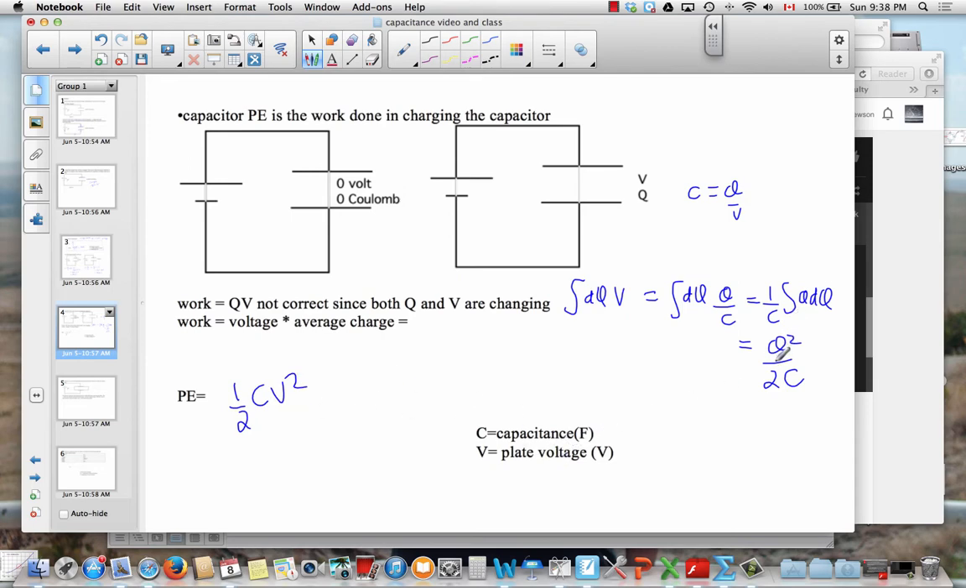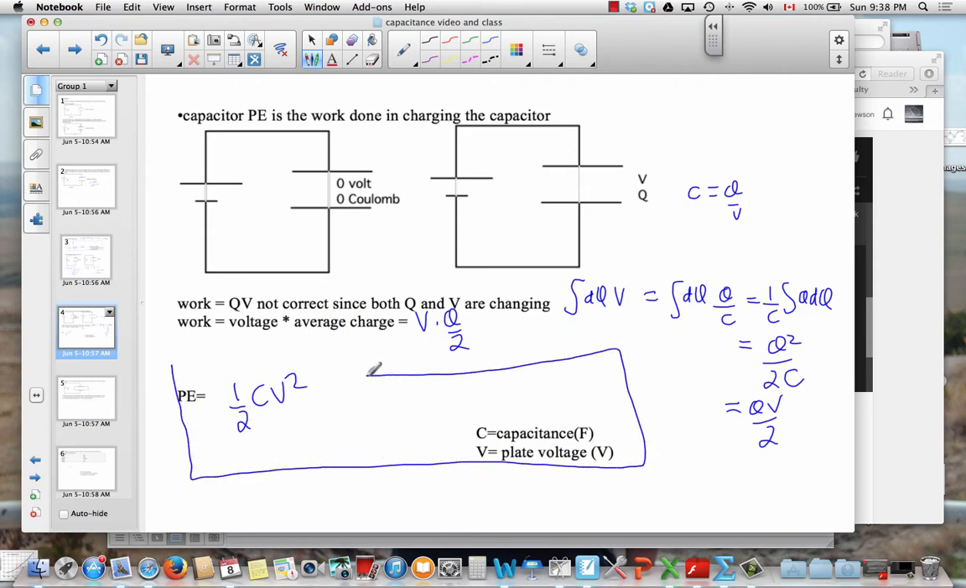Another substitution you can do is you can substitute for capacitance, Q over V, and then you get QV over 2, which another way of thinking about it is it's the product of voltage and the average charge. So if you don't like the integration solution, perhaps this one appeals to you more. So we've got thus a definition of capacitance, charge stored for a given voltage, and an expression for the energy stored in a capacitor.